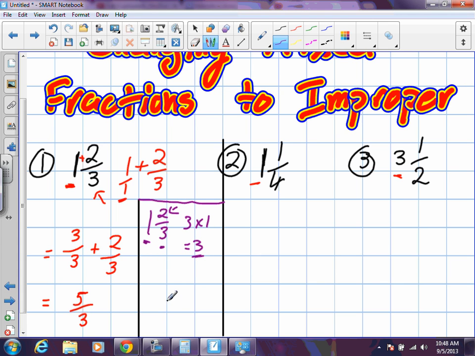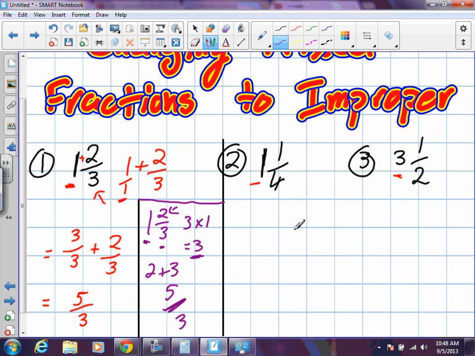The denominator has to stay the same. Our improper fraction will for sure be over 3 because it's on the bottom. Before we had 2 on top, and we add the new number, 3. What is 2 plus 3? And we put that back on top. We have 5 over 3. So that might look confusing. I'm going to do it again in the next 2 examples so we get the hang of it.